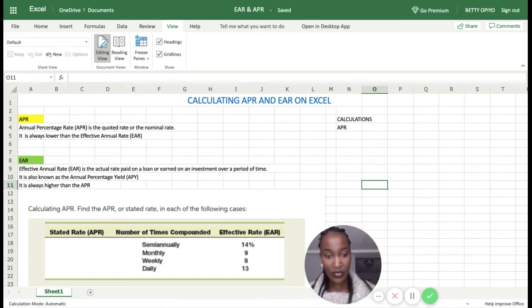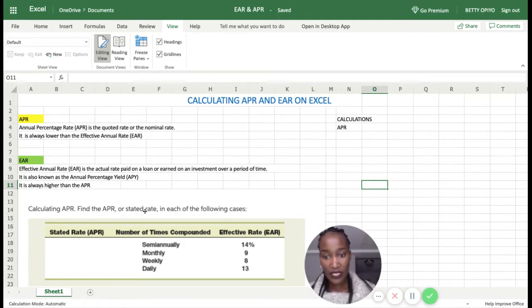That's important to keep in mind just for verification, especially if you're doing a calculation and you want to make sure that your answer is correct. So you are able to see which one is higher, and you know that the EAR is always higher than the APR.